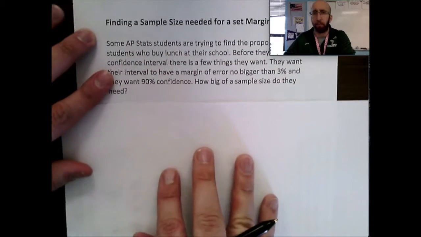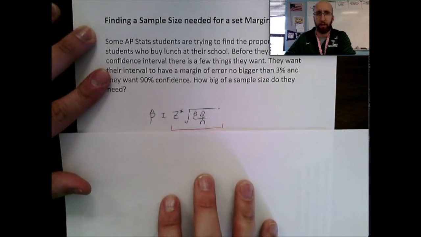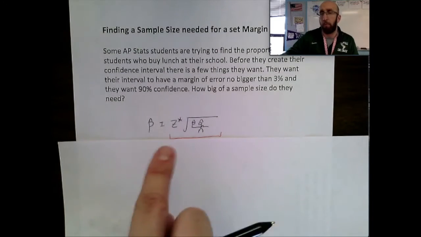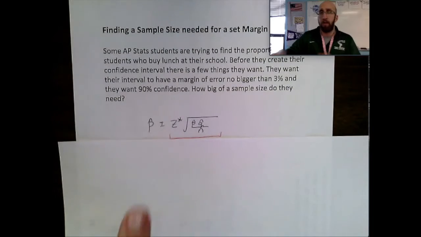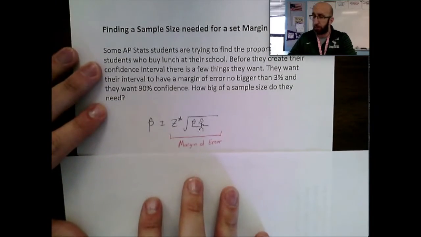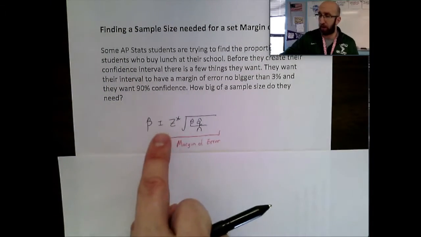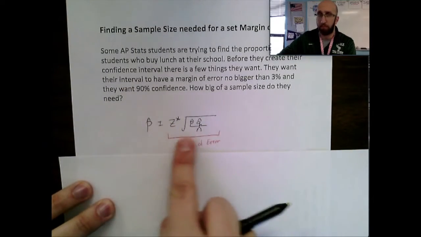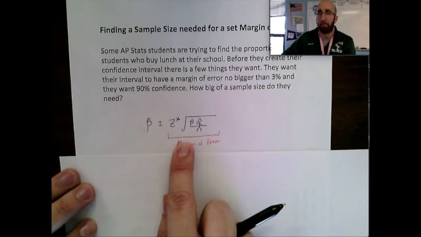When you're looking at this problem, the first thing I think about is we're dealing with proportions here, because they want to figure out the proportion of students who buy the lunch at their school. So we're dealing with the one proportion confidence interval. Now they're focusing on the margin of error, which, remember, is the back piece after the plus or minus, that whole bracket there in red. So our focus for this problem is going to be entirely on this back piece.